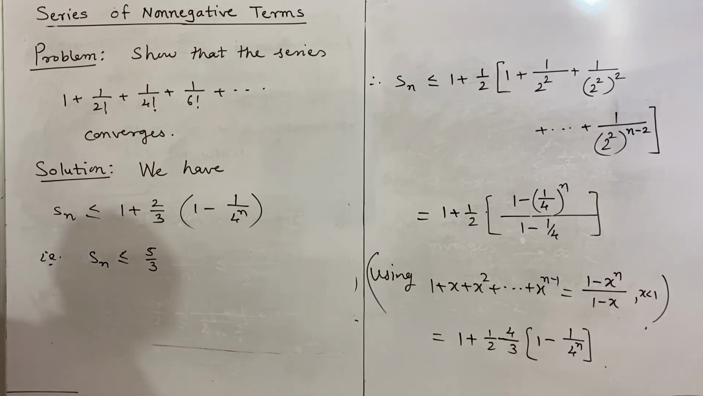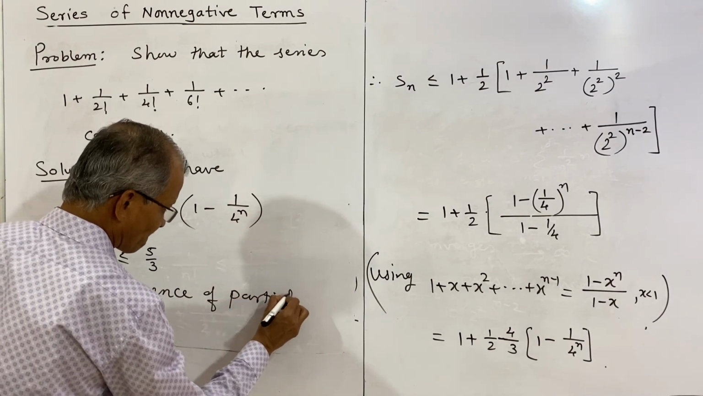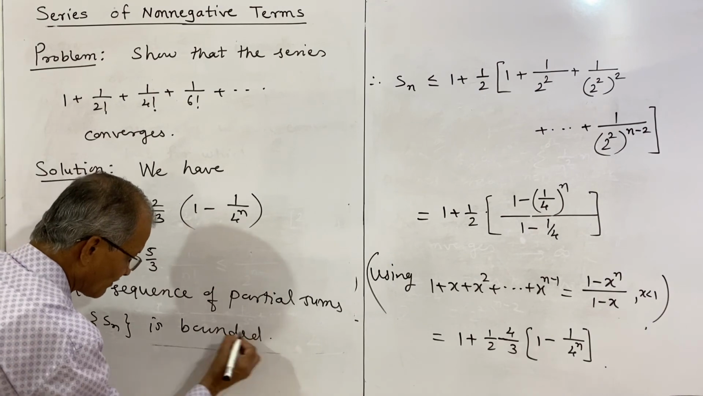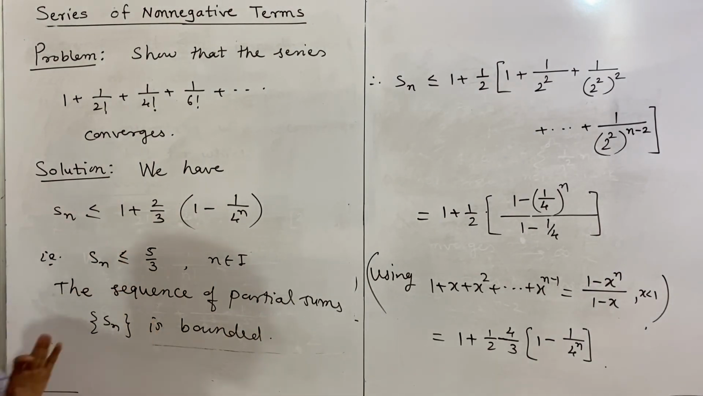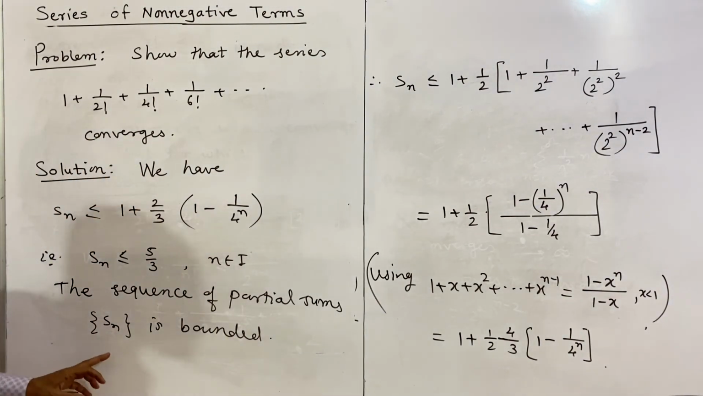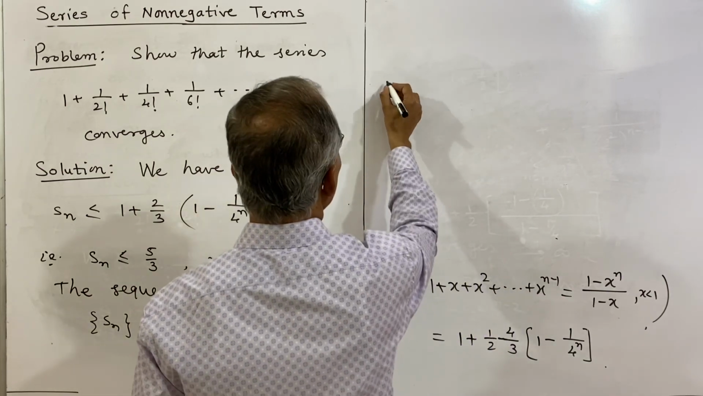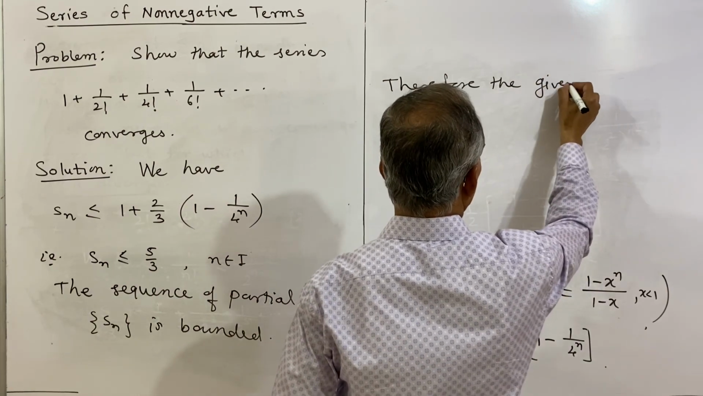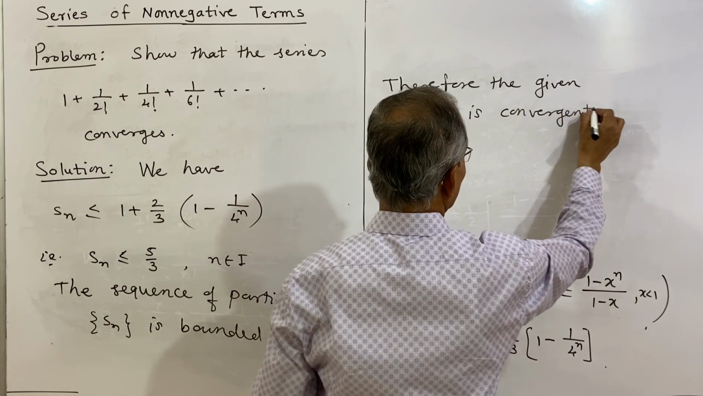What that means is, Sn converges, and thus the sequence of partial sums Sn is bounded. So this happens for all n belongs to I. Each term of this sequence is less than 5 by 3, means this sequence is bounded, and if this sequence of positive terms is bounded, the corresponding series is convergent. That we have proved as a theorem in series of non-negative terms, and hence therefore the given series is convergent, and this completes the solution.